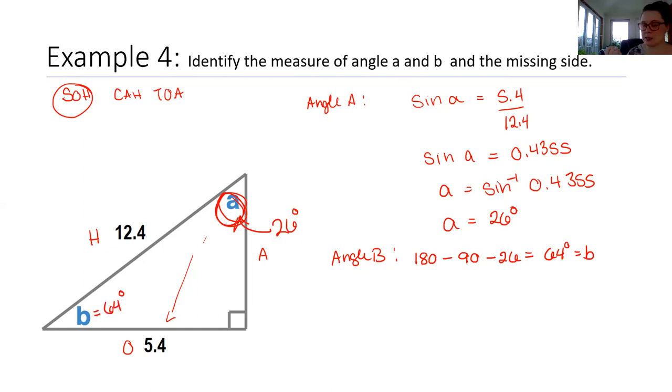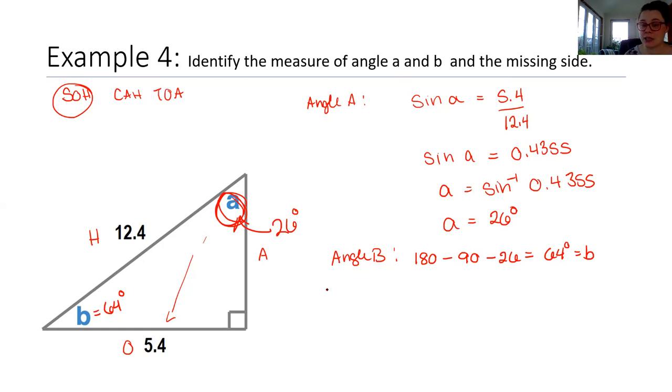64 plus 26 and 90. So that just leaves us with some really easy math. Why would I do that instead of erasing everything for A and doing SOHCAHTOA again to find angle B? Well, I'm less likely to make mistakes subtracting from 180 than I am rearranging my sine-cosine ratio. So that's a really good tool.